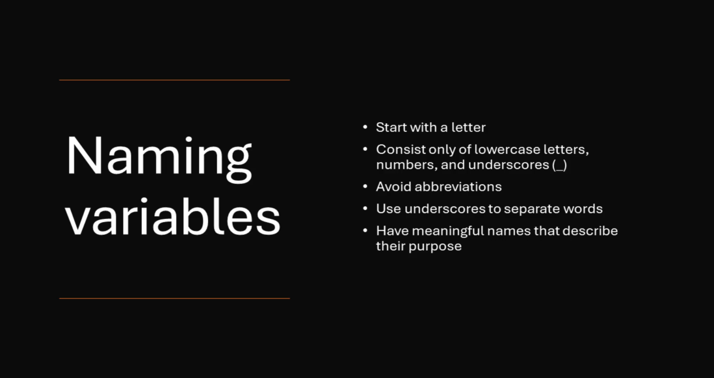When naming variables, we follow the Google style guide for Python. Let's take a look at some rules. Variables should start with a letter. Consist only of lowercase letters, numbers, and underscores. Avoid abbreviations. Use underscores to separate words. Have meaningful names that describe their purpose. Following these guidelines helps keep our code clean and easy to understand.